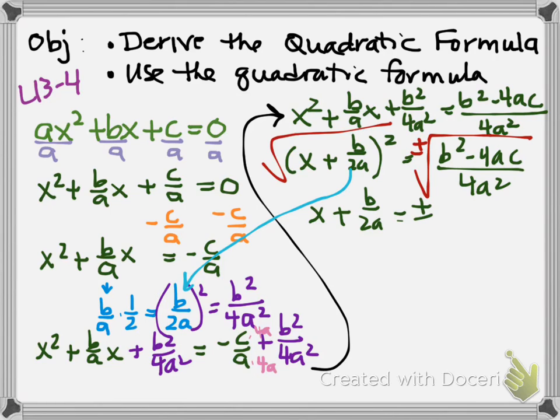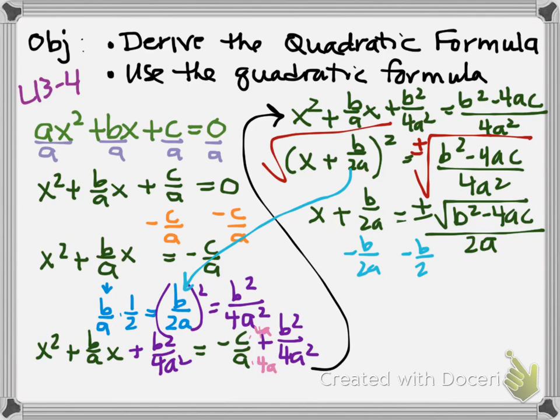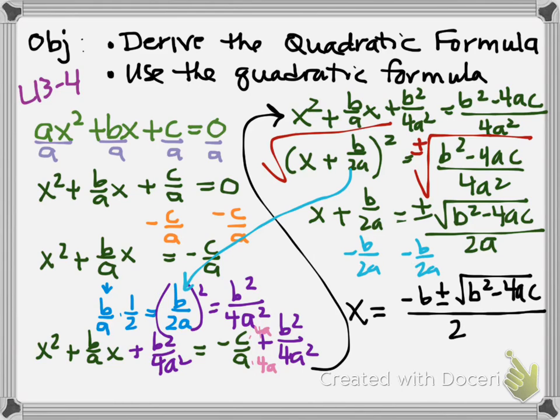On the other side, I get plus or minus, and I can't leave a fraction under the radical. So I have the square root of b squared minus 4ac, and then the square root of 4a squared is 2a. Last step is to get the x alone, so I'm going to subtract b over 2a from both sides. And what we've just come up with is the quadratic formula. X equals negative b plus or minus the square root of b squared minus 4ac all over 2a.